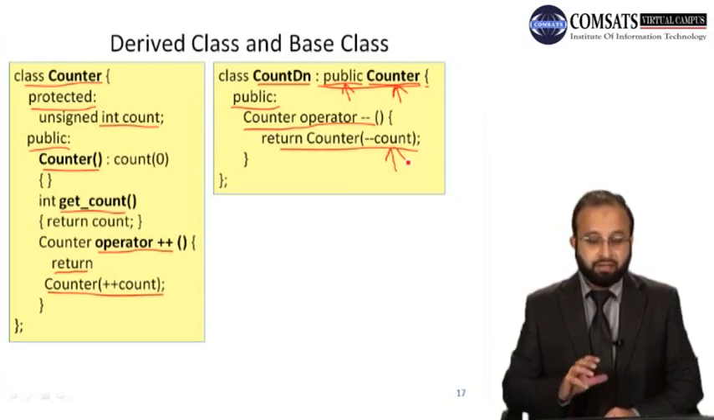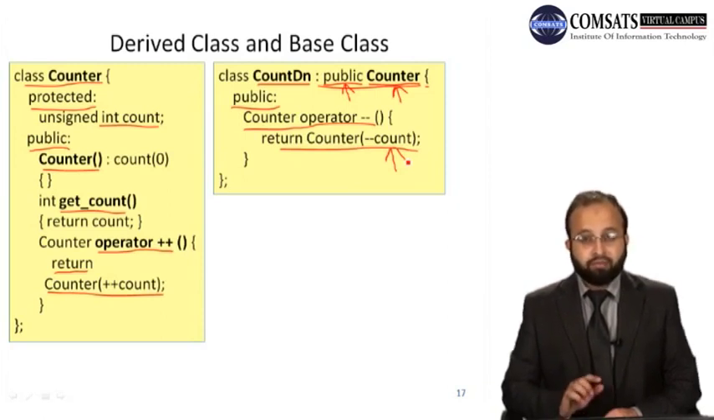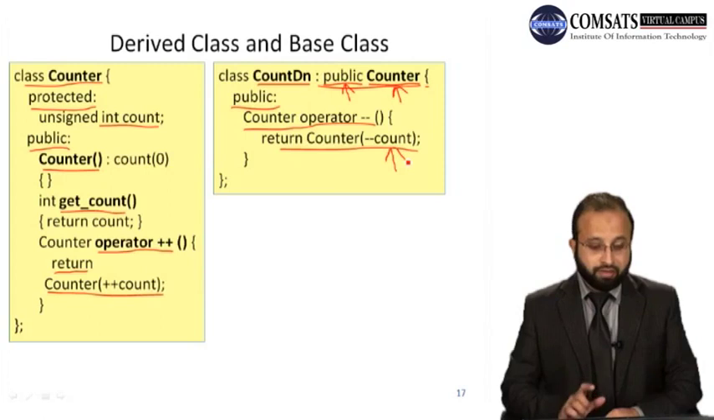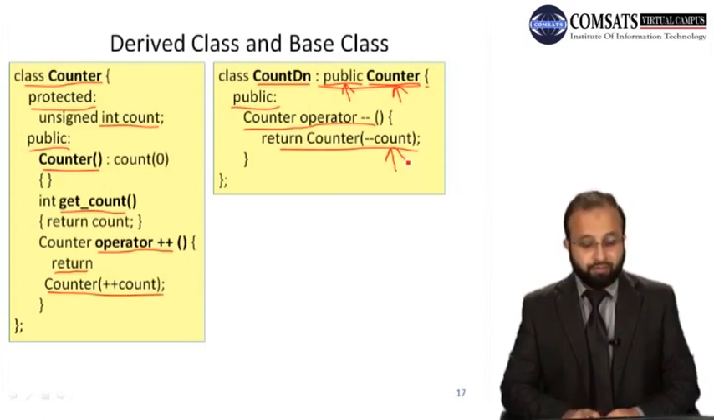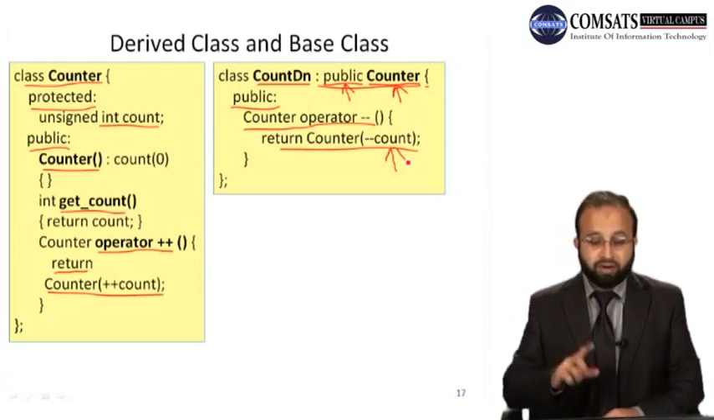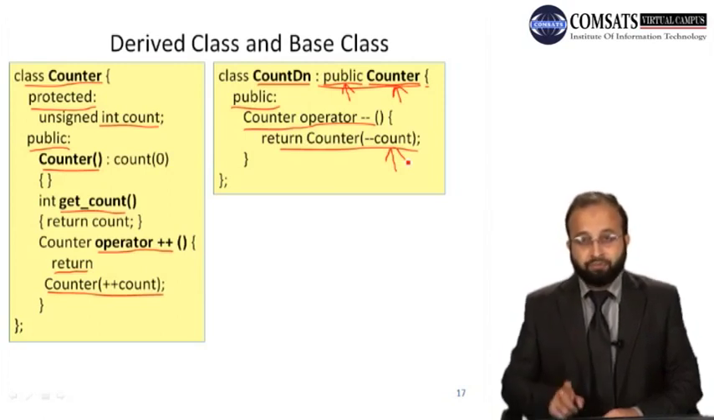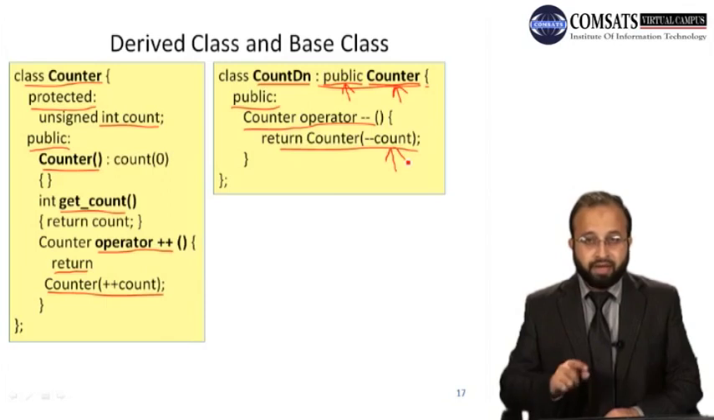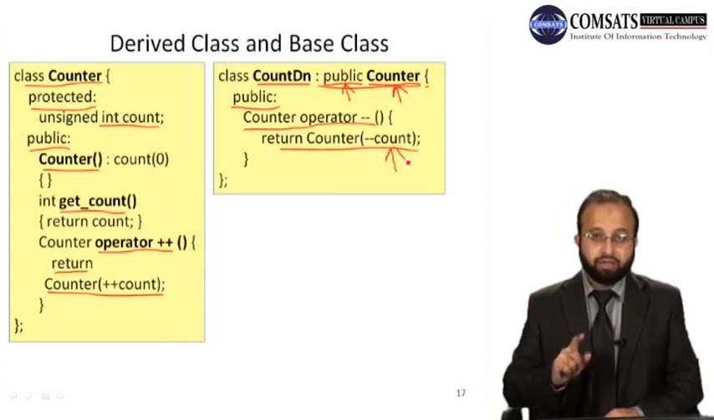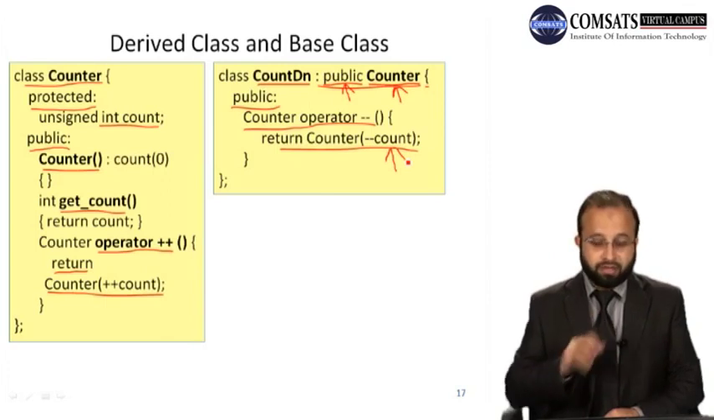So it doesn't affect the Counter class. It means that if we create an object of the Counter class, we cannot perform a minus minus decrement operation, right? Because in the Counter class we haven't provided the overloaded minus minus operator function. So if you have a CountDn object, you can decrement it, and the CountDn object will have the protected data member of the Counter class.